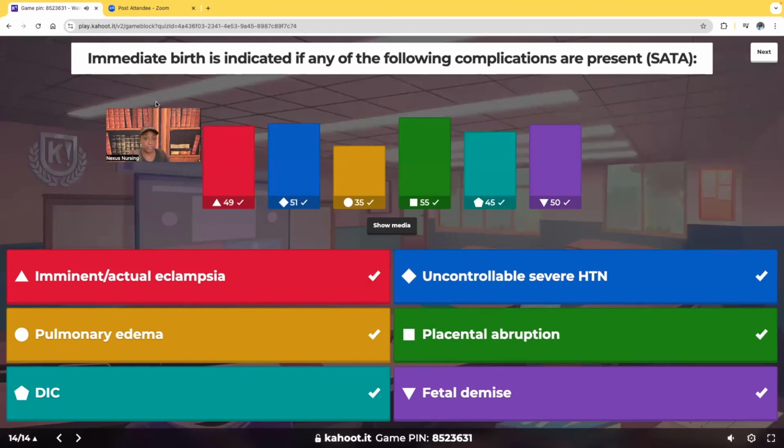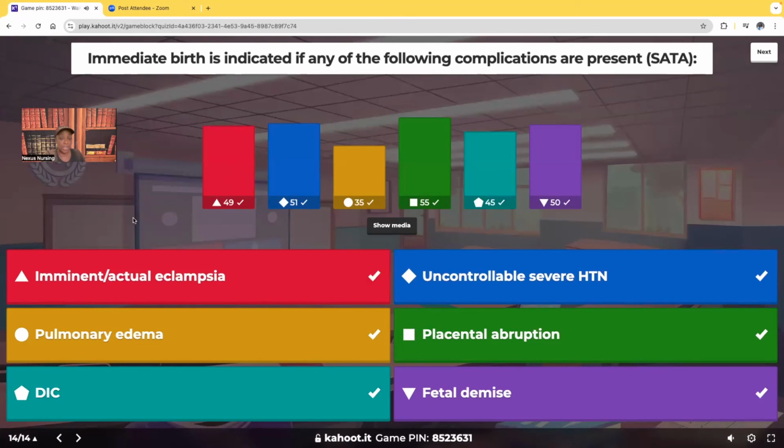Okay, let's take a look. And the correct answer is all of them. If any of these occur, immediate birth. Okay? So imminent or actual eclampsia. Mom actually goes into seizures or a coma. Uncontrollable severe hypertension, keyword, uncontrollable. That means we've done everything that evidence-based practice has shown us to do that should bring down that blood pressure, and we're still unable to do it. Uncontrollable, severe hypertension. Yep, you got to go into labor.